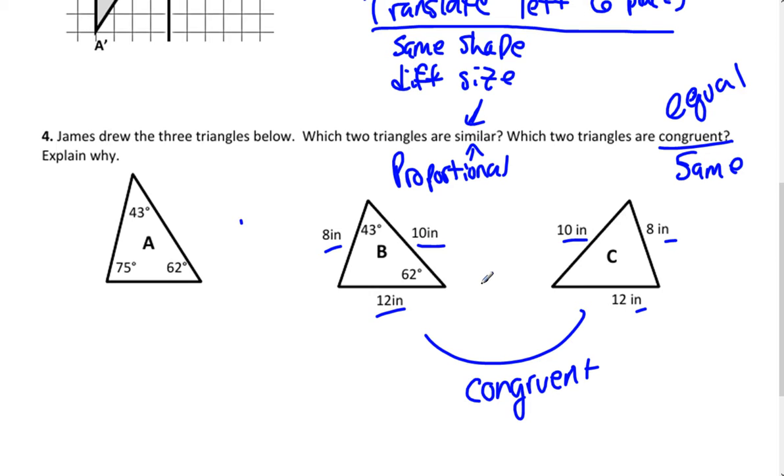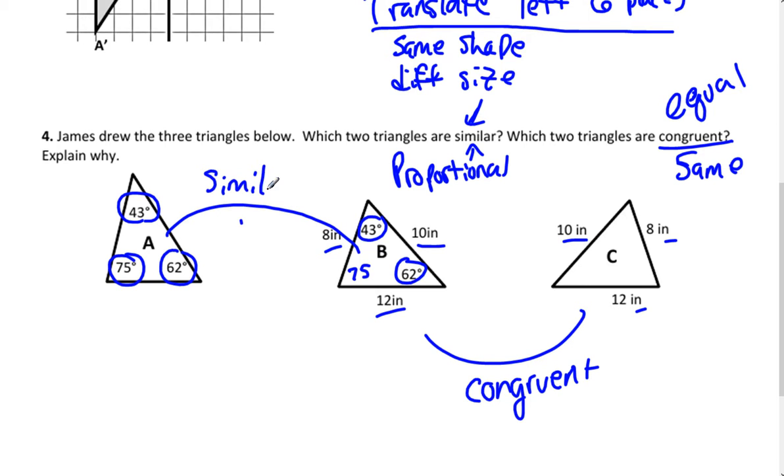Now, which two are similar? Well, I'm looking at letter A because I haven't used it yet, and I see it gives me angles 43, 62, 75. 43, 62. I bet you this angle right here is a 75 as well. These two are congruent. One of the properties we learned about, oh, I'm sorry, not congruent, similar. Sorry, similar.